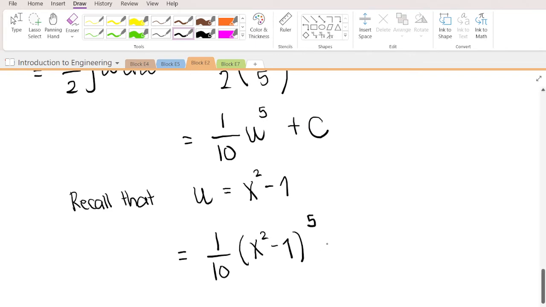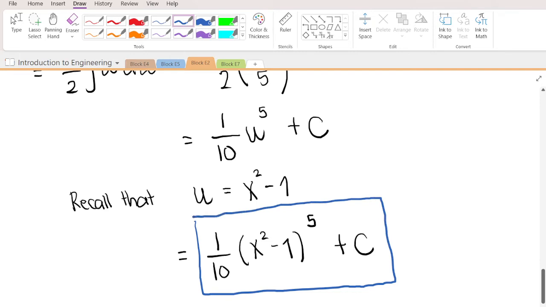So we have 1 over 10, x squared minus 1 to the power of 5 plus c. So that will be your final answer for this item.